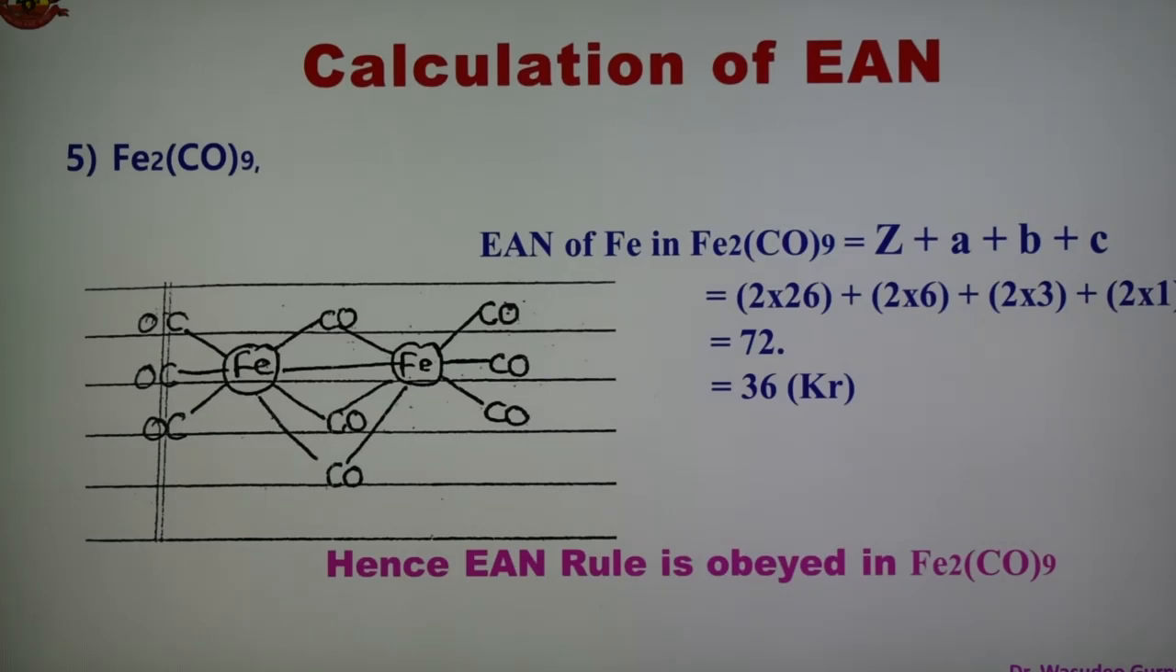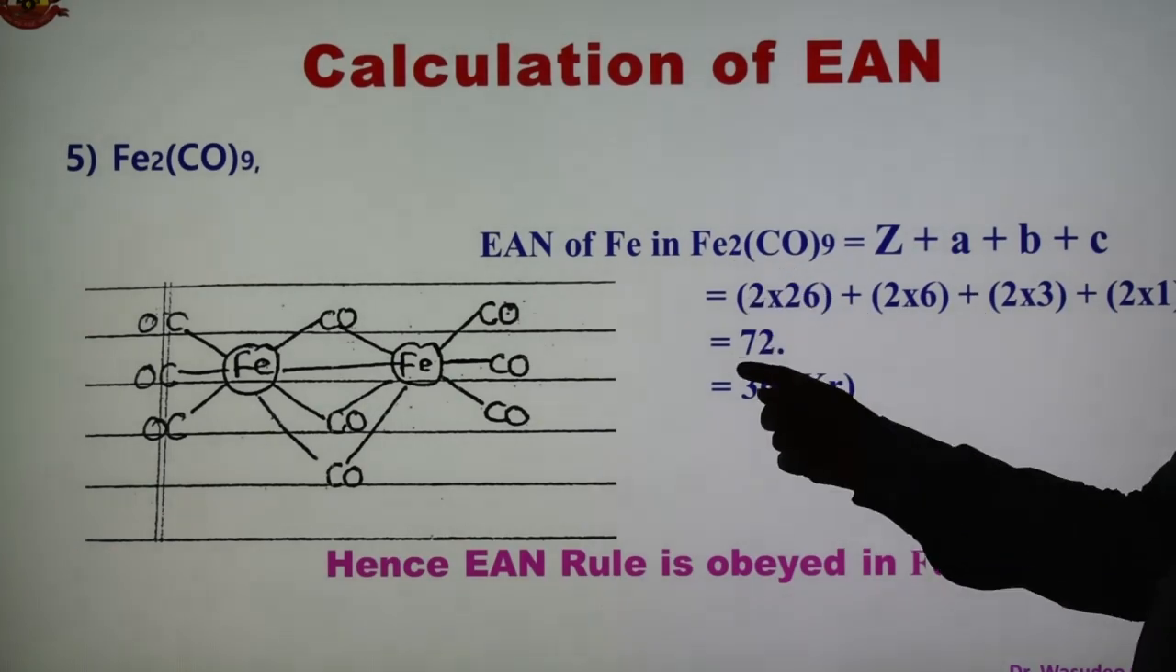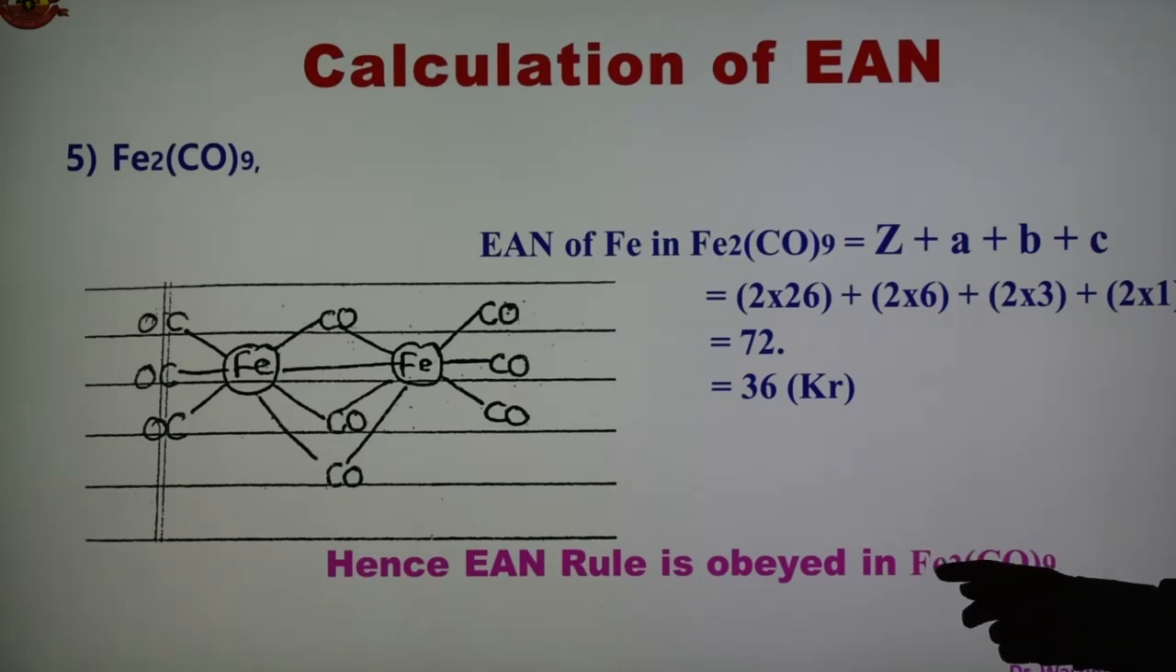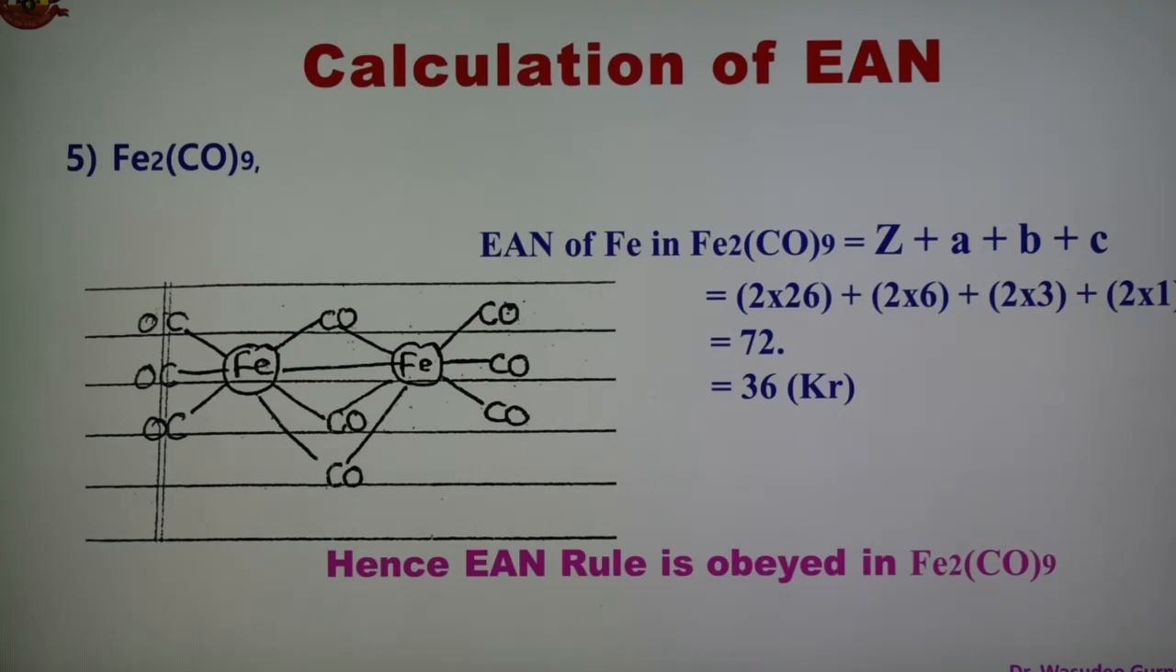And 72, we have to divide by 2 because 2 metals are there. So divided by 2 we get 36. It is the atomic number of krypton, and hence we can say that the EAN rule is obeyed in Fe2(CO)9. So this metal carbonyl, Fe2(CO)9, also obeys the EAN rule.